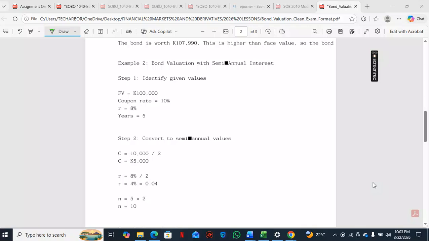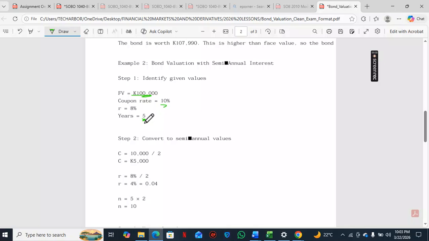Okay, so look at this example. The face value of the bond, or the par value, is 100,000. This is how much you receive when the bond matures. The interest rate is 10%, the discount rate is 8%, and the years to maturity is 5 years.